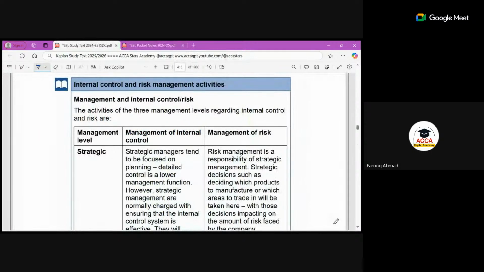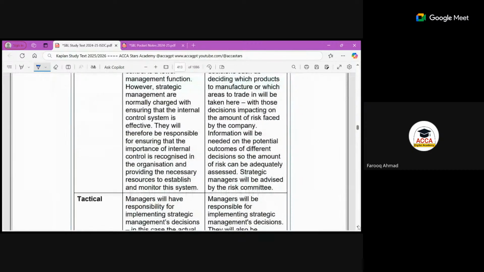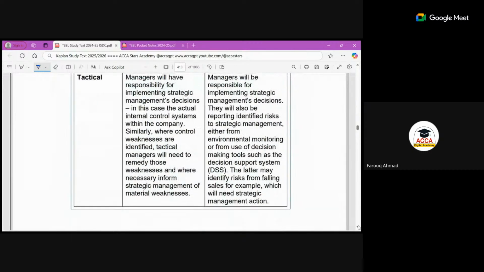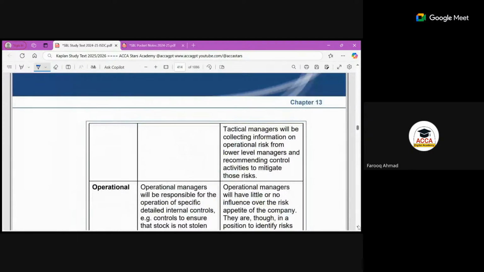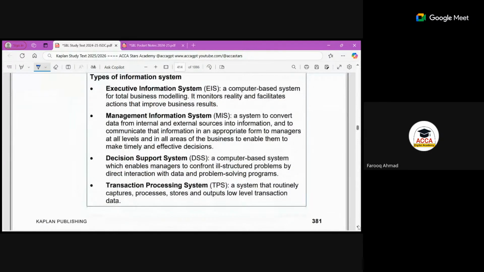Okay, students, let's move on to the next topic in the chapter. We are still in chapter 13 now. This is a type of information system: EIS, Executive Information System; MIS, Management Information System; DSS, Decision Support System; and TPS, Transaction Processing System.